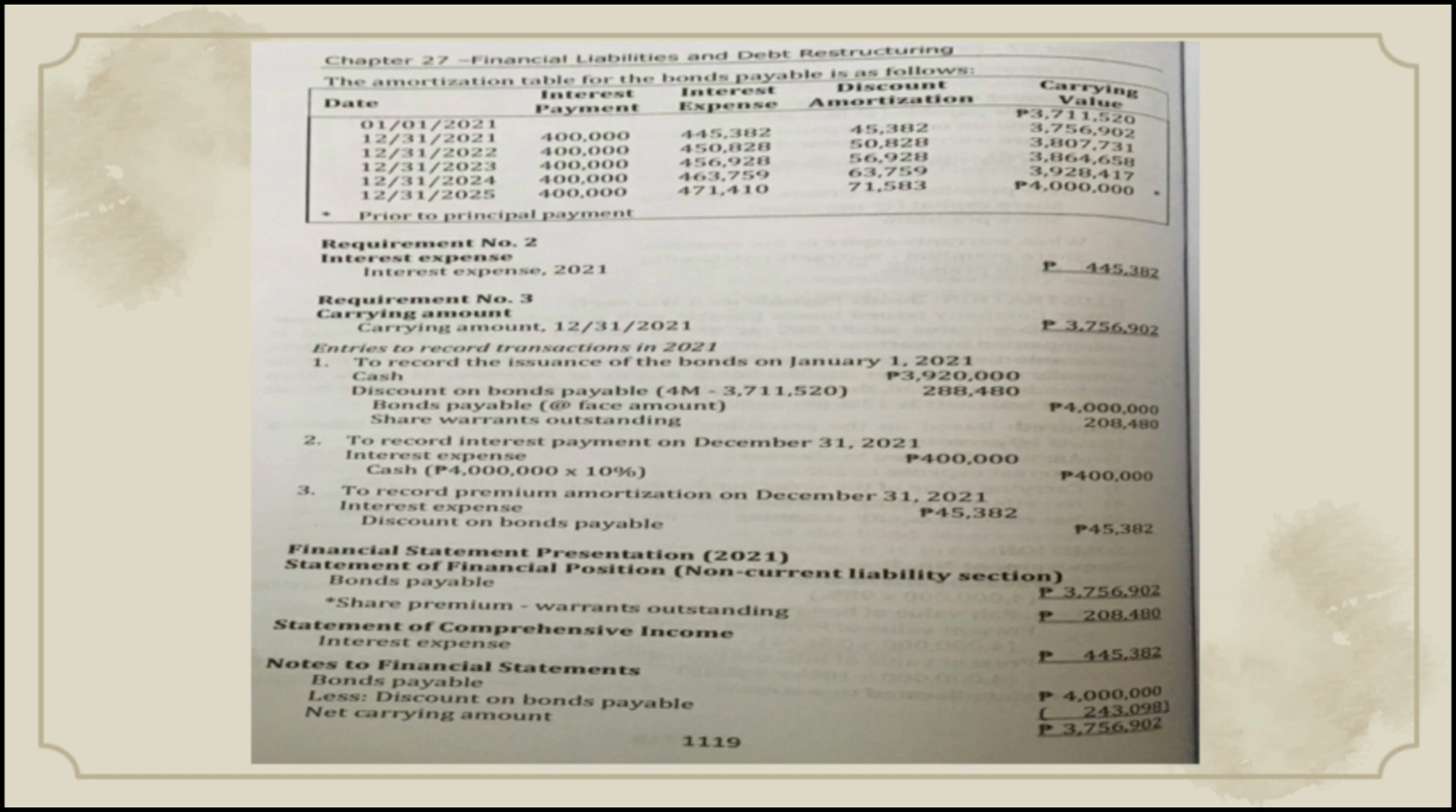Ang difference is 288,480. So, mag-debit ta sa discounts on bonds payable. And then, mag-credit ta og bonds payable nga 4 million. And then, credit pod share warrants outstanding nga 208,480, which is ang amount allocated to warrants.